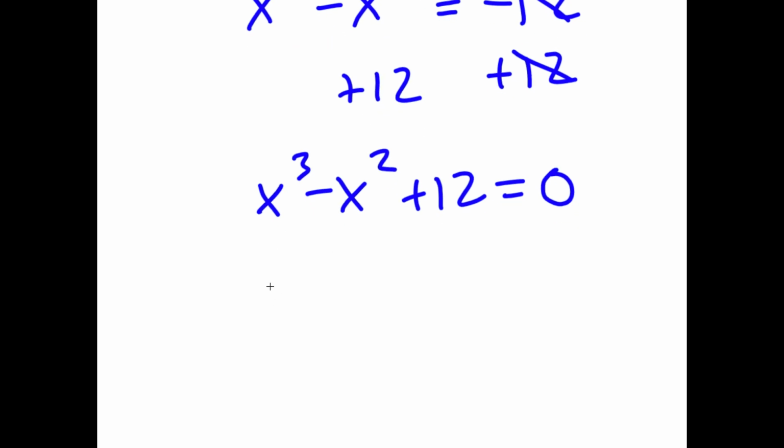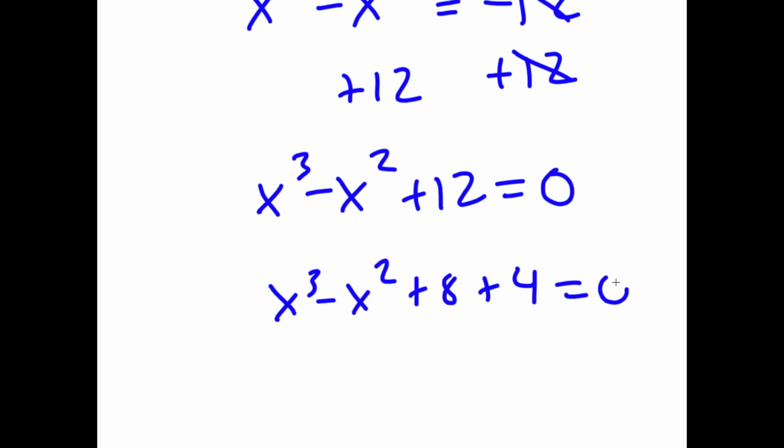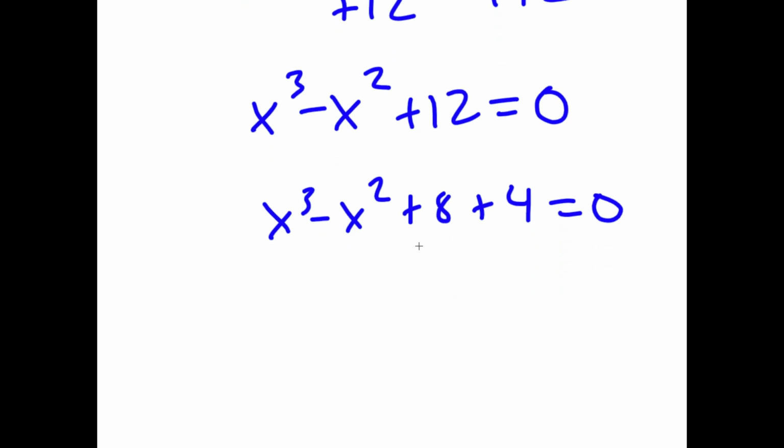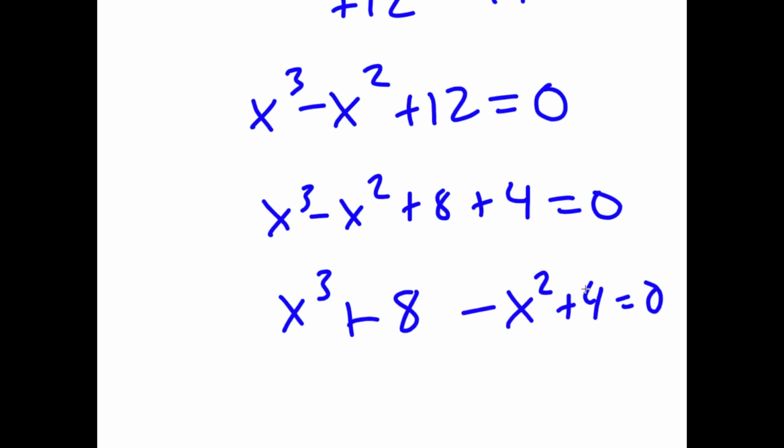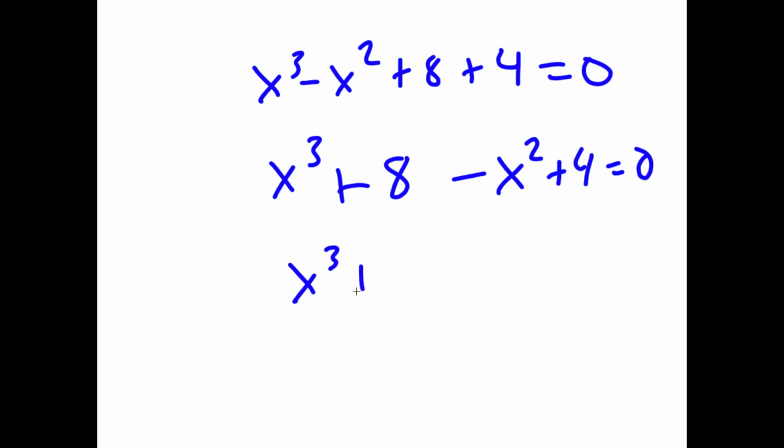Now I'm going to rewrite 12 as 8 plus 4. And I'm going to actually move some terms around. I'm going to move 8 next to x to the power of 3. So I have x to the power of 3 plus 8 minus x squared plus 4 is equal to 0. And 8 is the same thing as 2 to the power of 3. 4 is the same thing as 2 squared.